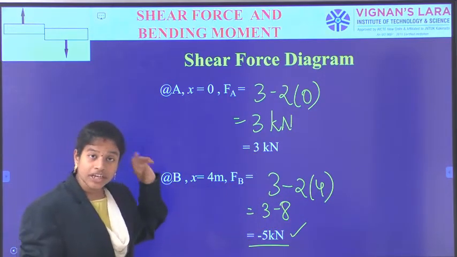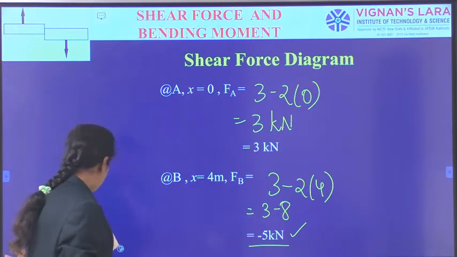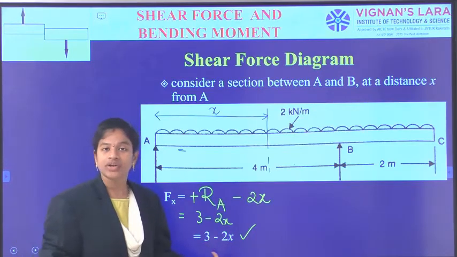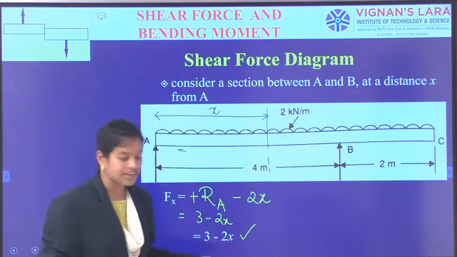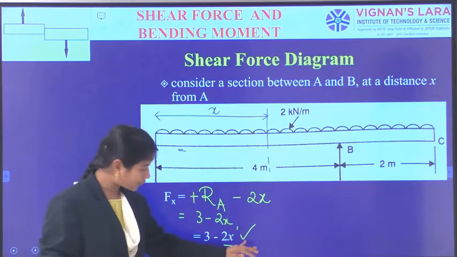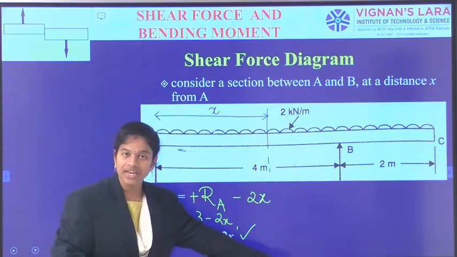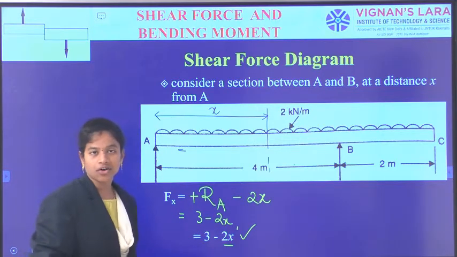When we need to connect these two answers, what is the equation following? The equation is 3 minus 2x, simply a single degree straight line equation, because the highest power of the equation is 1 only. If we have any x square or x cube term, the highest power is what we call the overall degree of the equation.